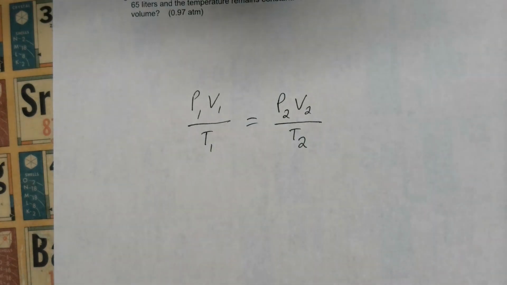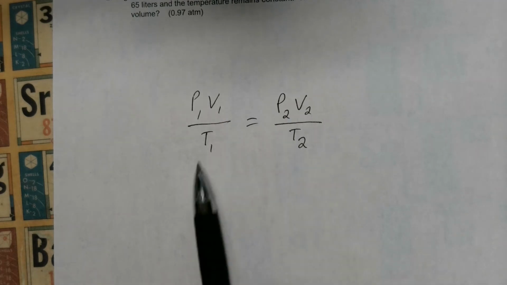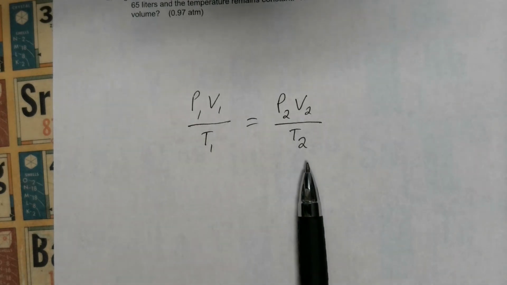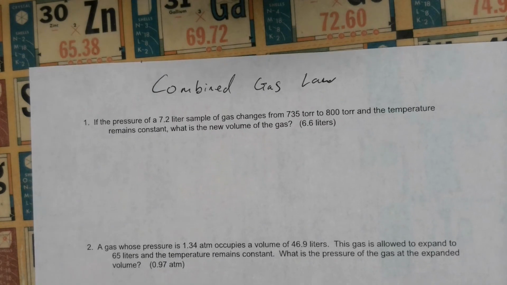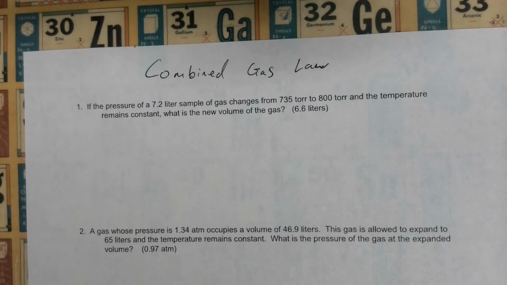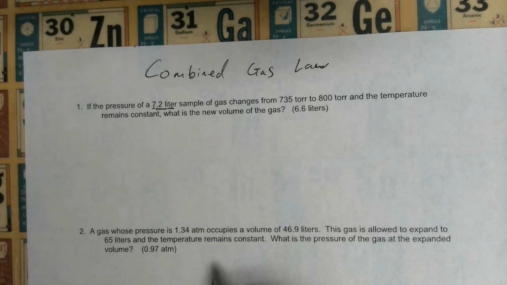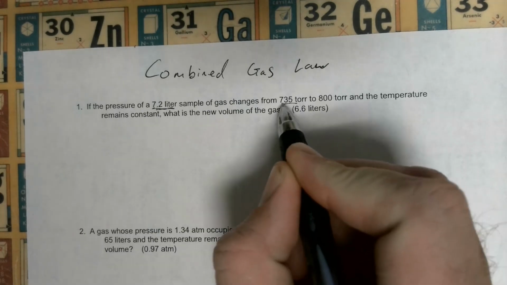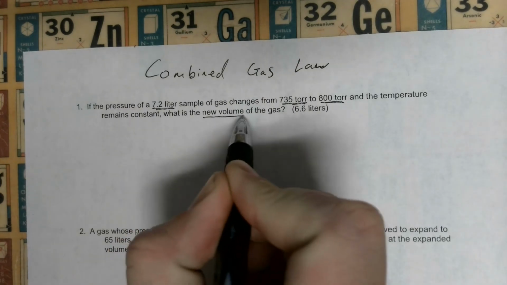Okay? So let's go through a couple of problems. What's going to happen basically is you're going to do a proportion where you're going to cross multiply and divide. That's going to be the easiest way to do this. So here is number one from the assignment. If the pressure of a 7.2 liter sample of gas changes from 735 torr to 800 torr, and the temperature remains constant, what is the new volume of the gas?